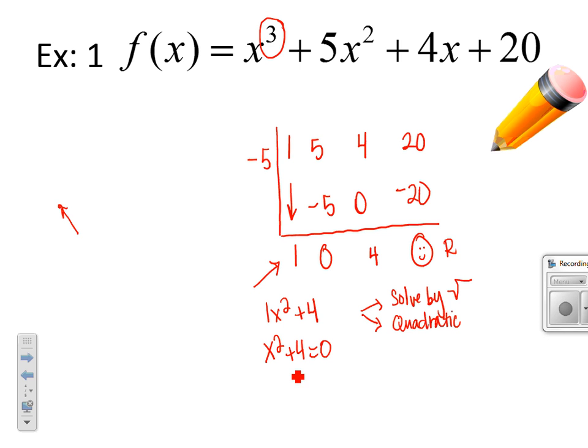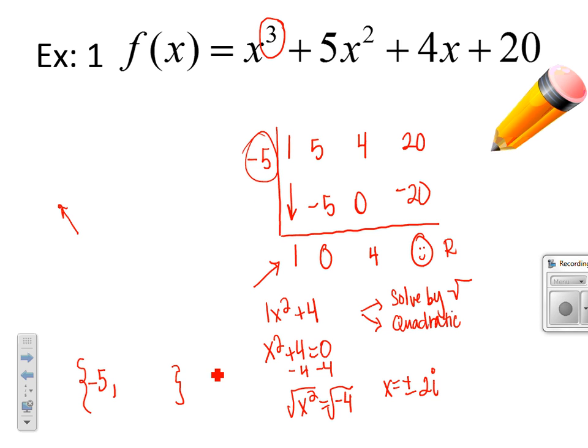And I'm going to solve by subtracting 4 from both sides. I'm going to square root both sides. When I square root, I need to get plus or minus. The square root of a negative is an i, and the square root of 4 is 2. So my solutions to this problem are the -5 that I used from the graph, and plus 2i and minus 2i.